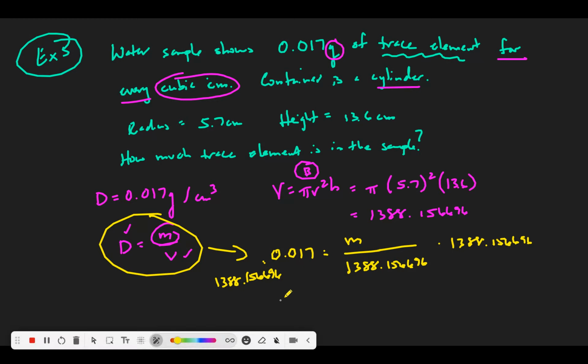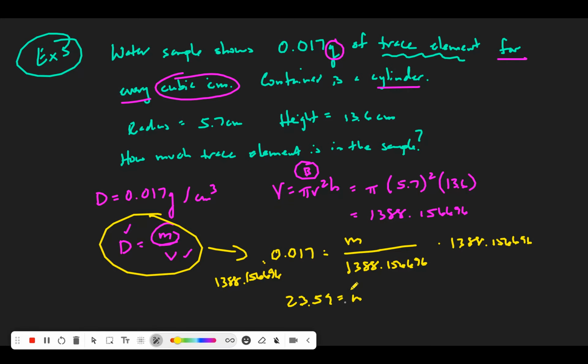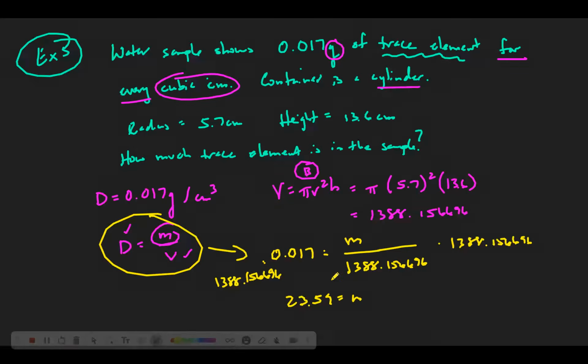And when we multiply, we get an answer, and that answer is 23.59 equals our mass. It didn't say anything about rounding, but we're going to do the nearest tenth. The 9 rounds the 5 up to a 6, so we're going to say it's 23.6, and that would be our mass, which is in grams. And that's how much trace element is in this water sample.